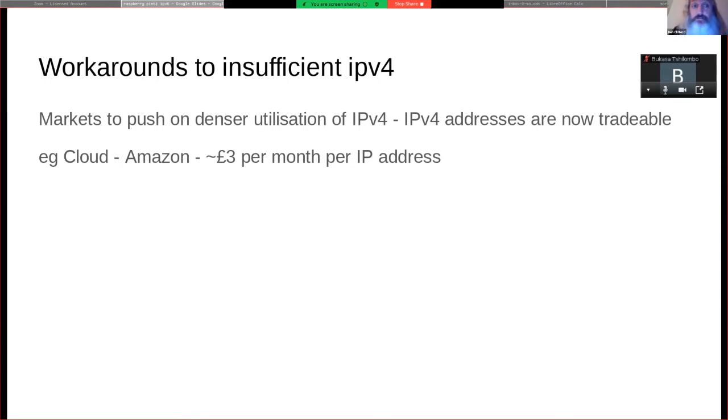On the commercial side of things, on the server side of things, less relevant to your home hobby, being a home hobbyist, to get better utilization, people trade IP addresses now. So if you want to get one for Amazon, they charge about £3 a month just to be allowed to use a particular address.